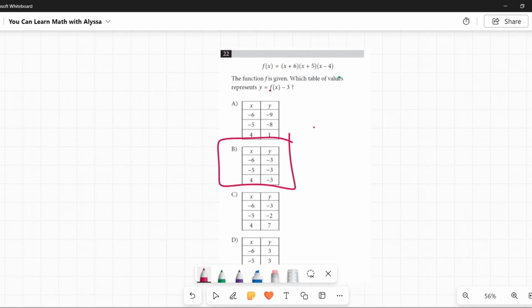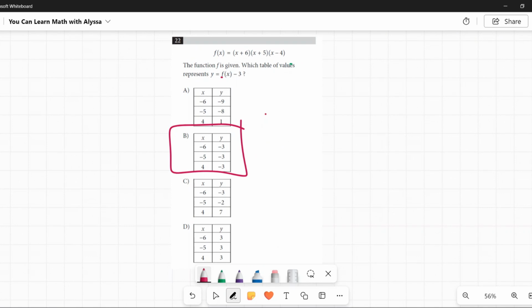Again, that is a solution, a way of looking at it that's unique to this problem. I would not expect it to be this way for all similar problems on the SAT. So that's just if you happen to notice that and go, wait a minute, -6, -5, and 4. If I plug this in, it's going to get 0, -3 every time. Woohoo. For this problem, that would work. For all other problems, use that first method that I showed you.